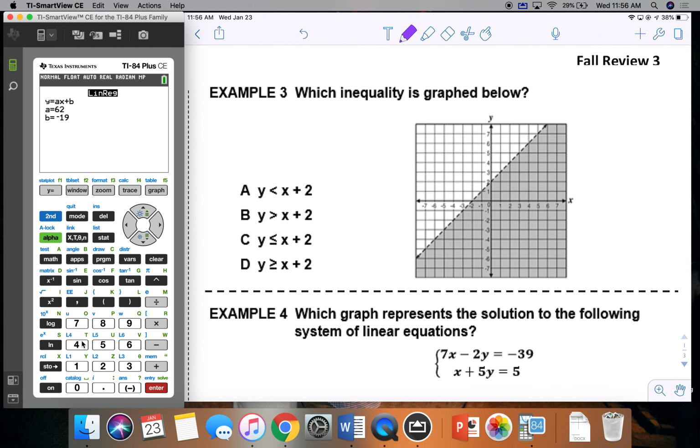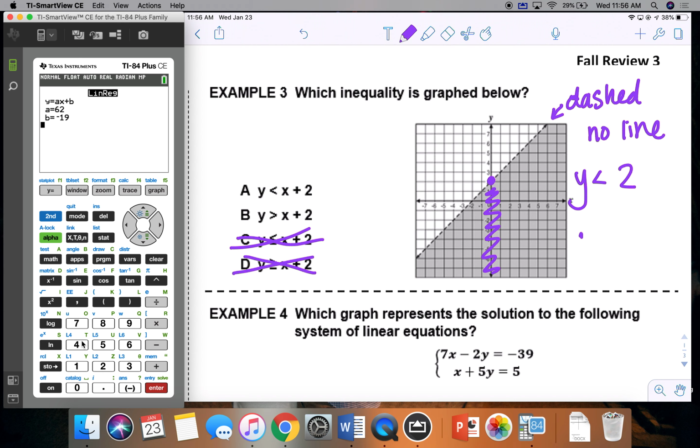Example 3, they ask us which inequality is graphed. I can see that my B value is 2, and all of these have that. I also notice they all have the exact same slope, so what I really need to be looking at is the shading. Well, first, this is a dashed line, and dashed lines have no line under the inequality, which marks out C and D. And then if I check, this is shading below 2. So y is getting less than 2. Remember, less than looks like the letter L in less, which would be answer choice A.